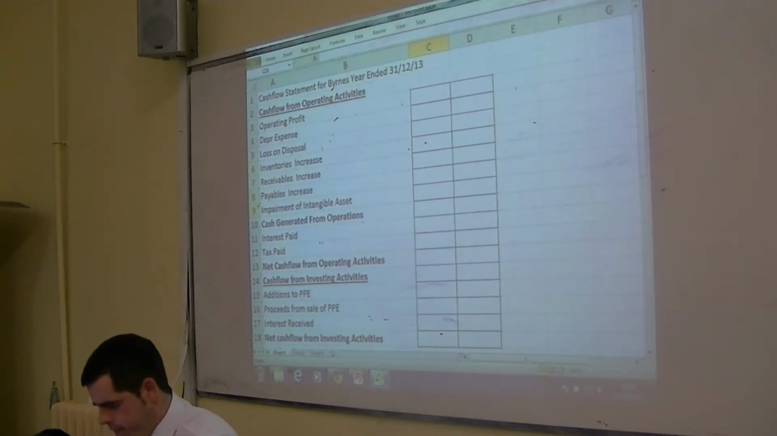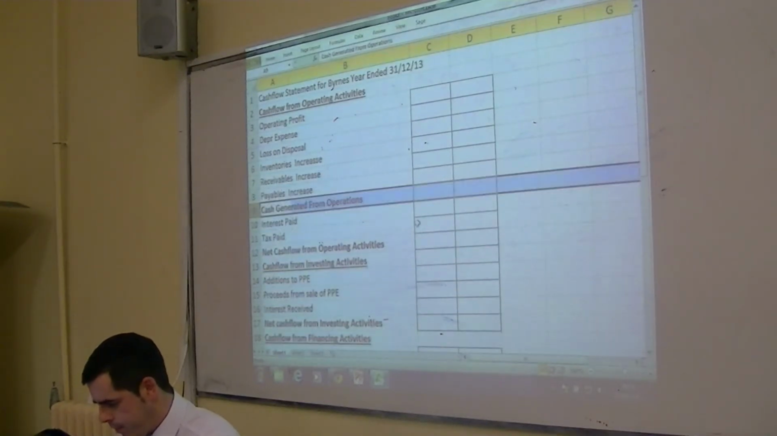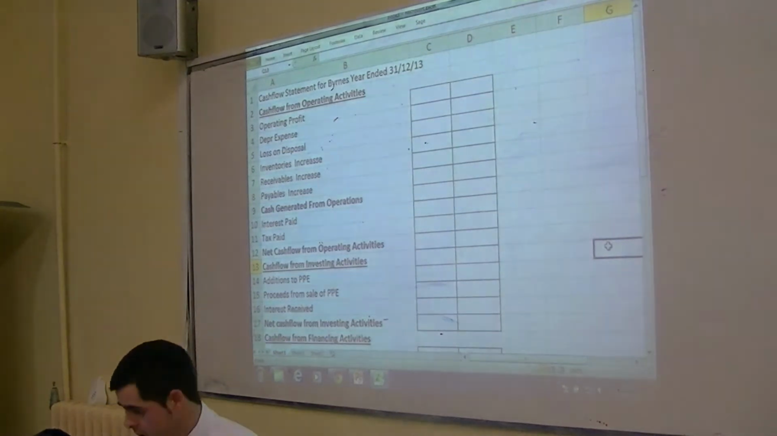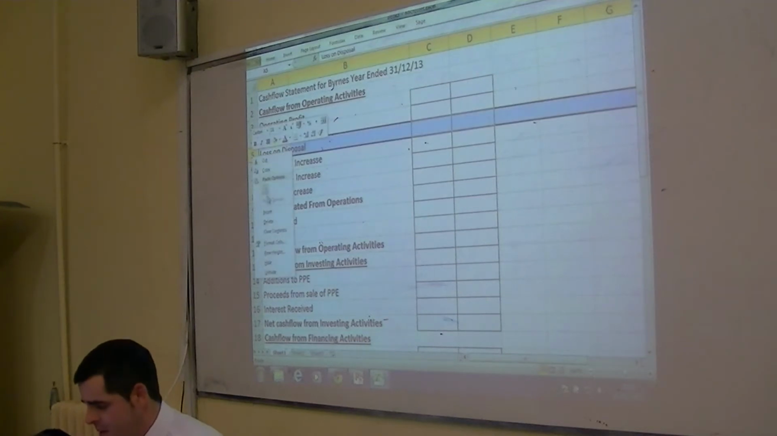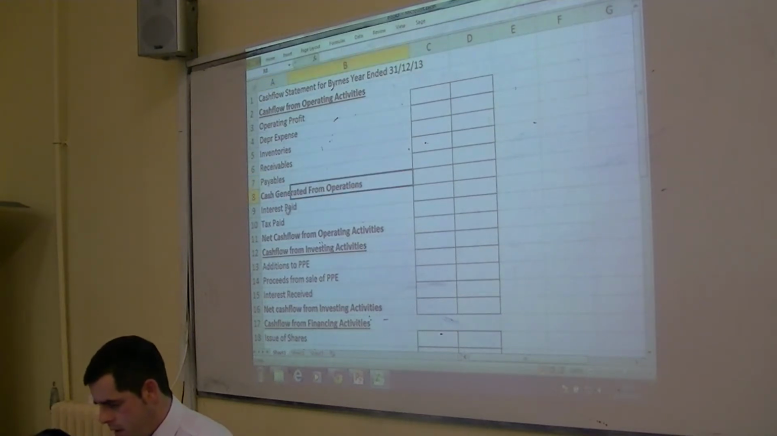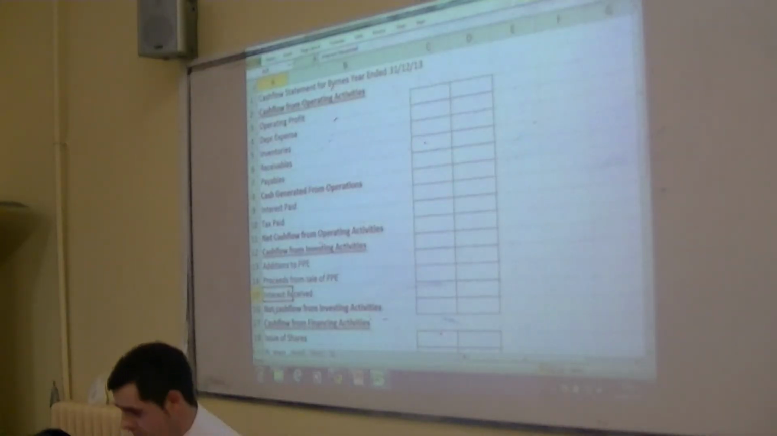Now we're not given any notes on disposals or anything. So we'll assume if there was a disposal, we'll be given a note, so we can leave that out this time. So literally, we'll have operating profit, depreciation, we'll have receivables and payables. Interest paid, tax paid, additions, proceeds, interest received, there's none.